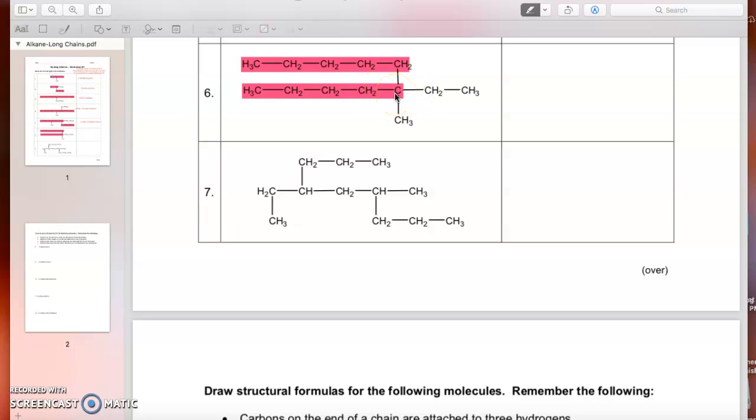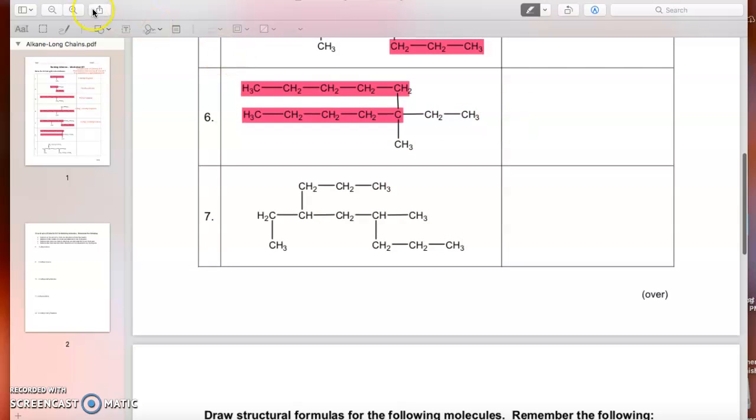So when we can count multiple ways to get to our branches, we want to take the way that gives us the lowest number. So we're going to want to count this way and up like that, so that our branches are coming off of carbon number 5. Okay, so since we have 10 carbons, that's going to be decane. And then coming off of number 5, we have an ethyl group, and we also have a methyl group. And yes, you have to write 5 both times.